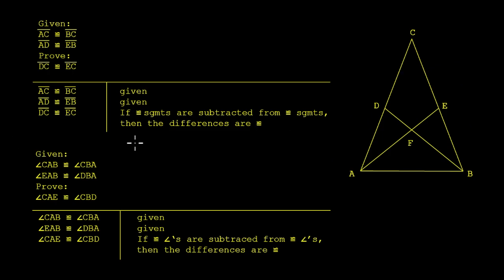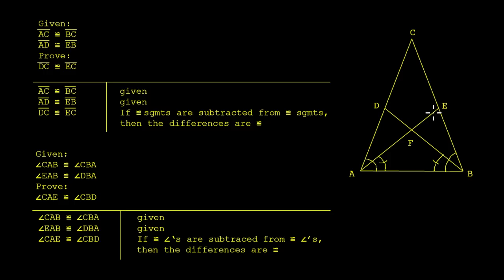Now we go to angles. Remember, this is a new proof down here. Given angle CAB is congruent to angle CBA. Angle EAB is congruent to angle DBA.